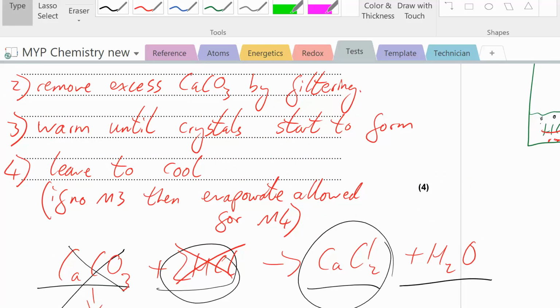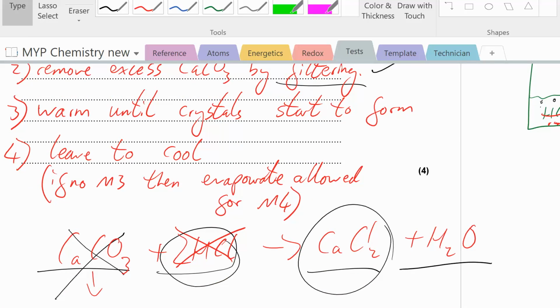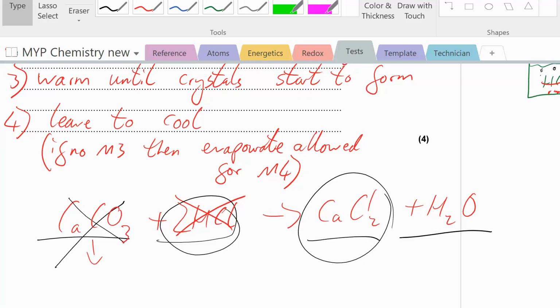So that's step 2, remove excess by filtering for the second mark, and then your third mark you could have said leave to evaporate, but what's better is you warm it. So we're going to heat this water up, okay, and then leave it to cool. So we warm it up until the crystals just start to form, and then when you leave it to cool, this water will then be removed as well and will help form nice big crystals of calcium chloride.